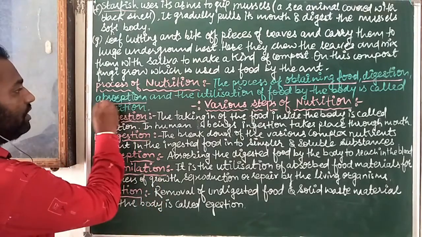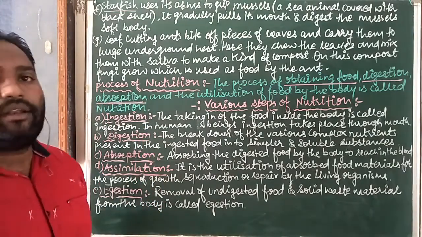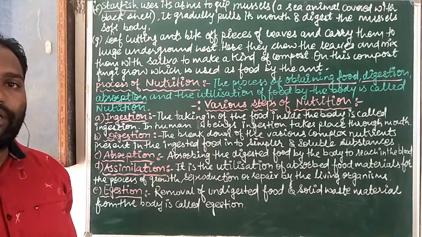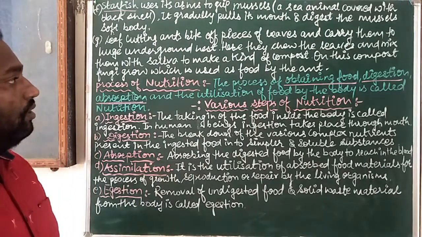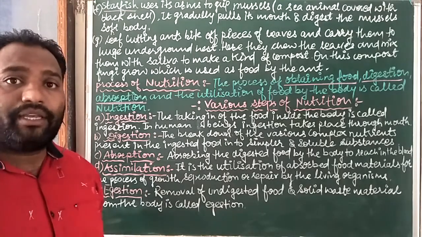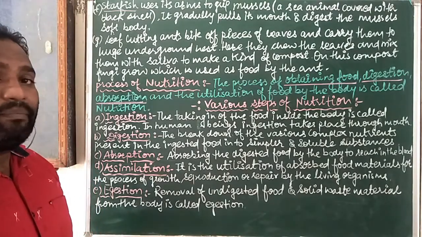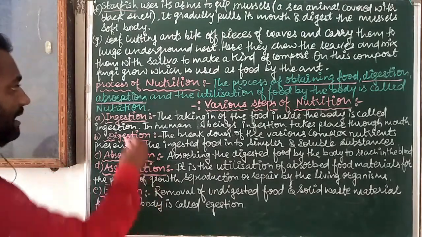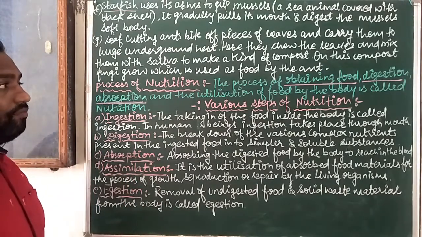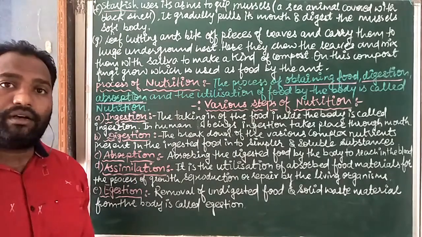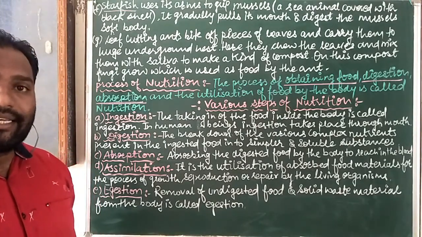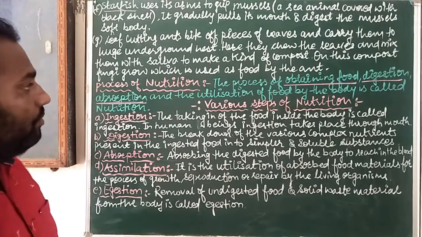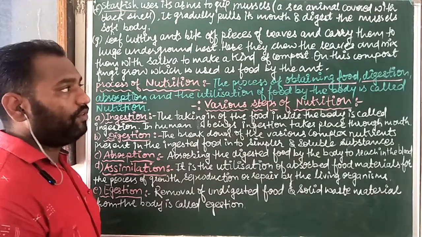For that, animals generally do absorption of nutrients, so the nutrients can be absorbed by the body parts. In human beings this is done by the small intestine. After absorption in the small intestine, when the food gives enough energy to survive, this energy mixes with the blood and goes to the different organs of our body.